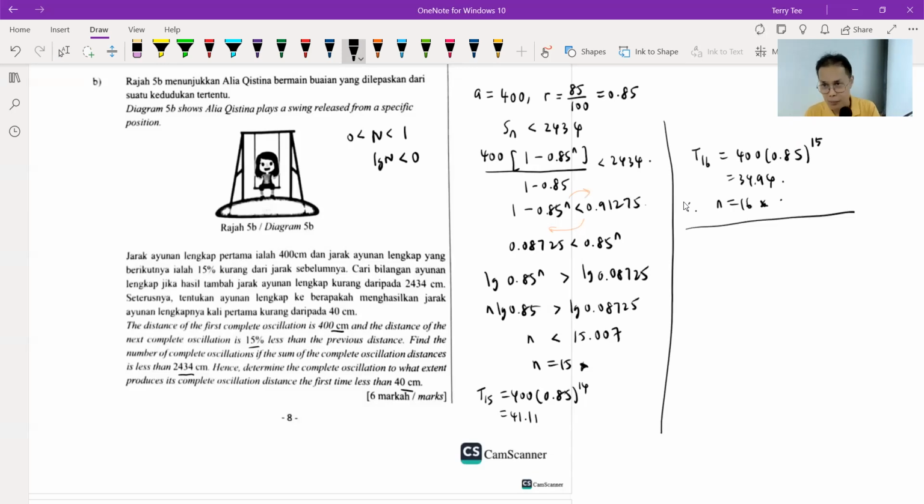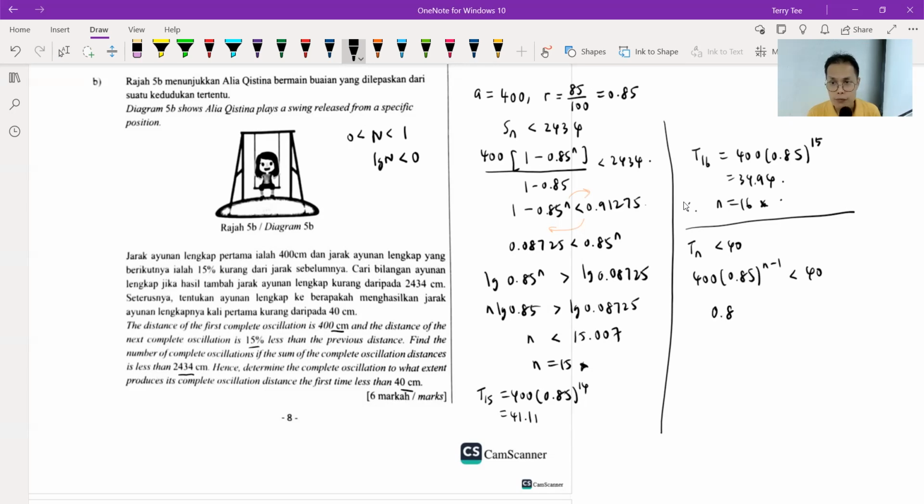Hence, most of the time, means you have to use the result, right? But if, let's say, you're not sure, we can also use Tn less than 40. Your Tn is now 400 times 0.85. Remember, you need to do n minus 1, less than 40. Yeah, the formula for Tn.